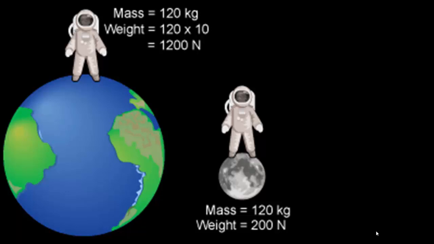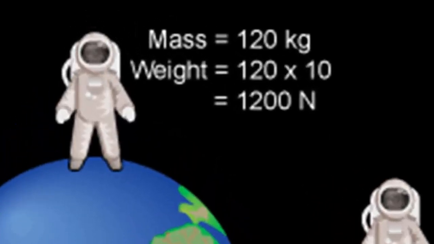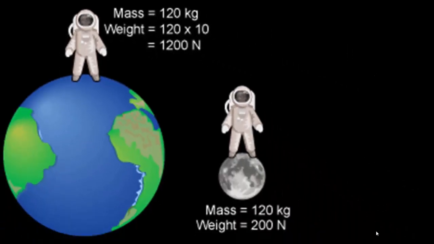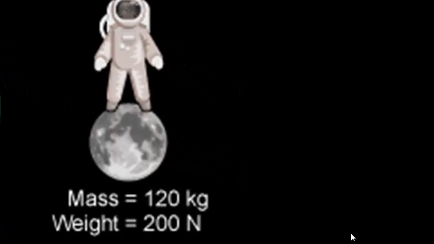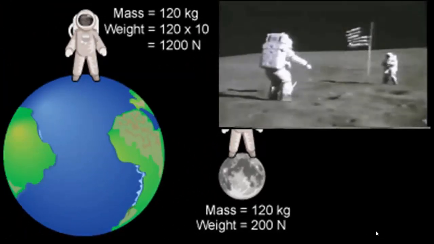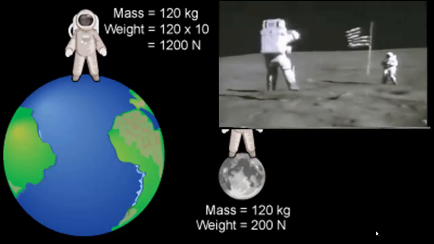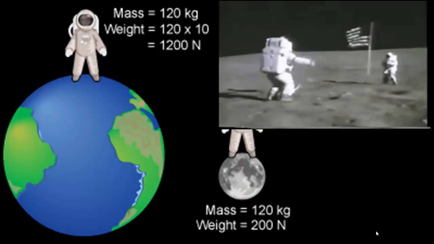This is an interesting graphic. We look at the mass of a spaceman. He weighs 120 kilograms. The weight is basically going to be 120 times 10 because each kilogram weighs 10 newtons, so it's 1200 newtons. On the Moon, however, the gravity is much less. So while his mass is the same, his weight will be less. It will only be 200 newtons. And that means it's easier for him to jump up in the air because the weight is much less. He only weighs 200 newtons, which is the equivalent of 20 kilos weight.